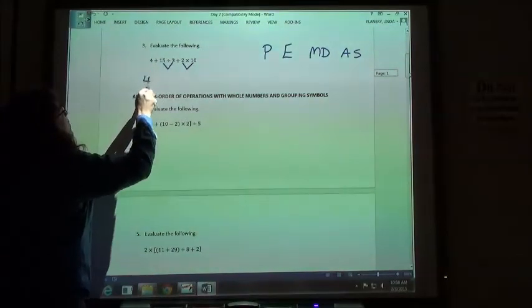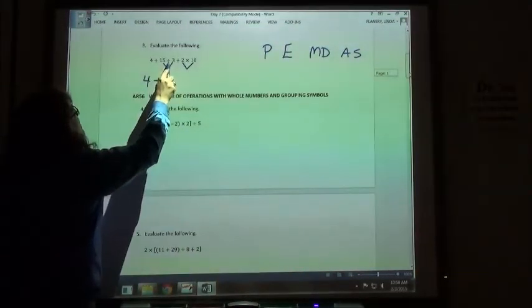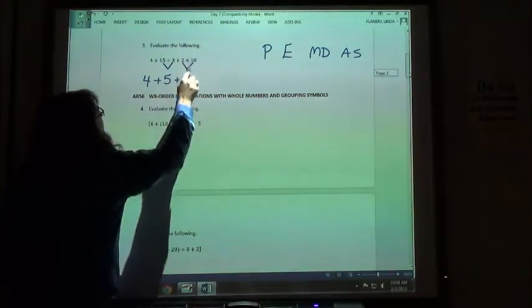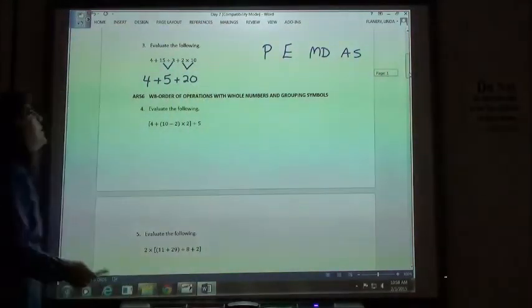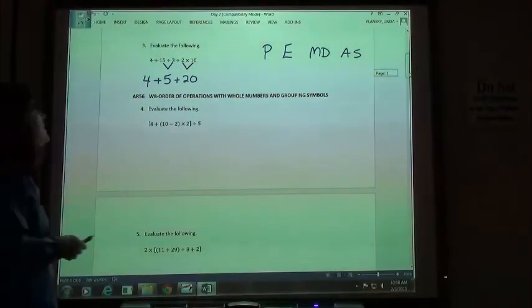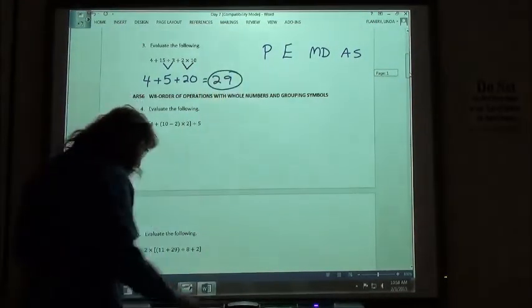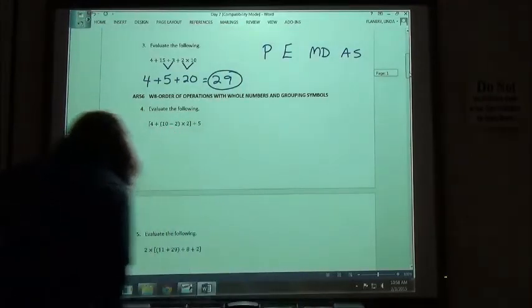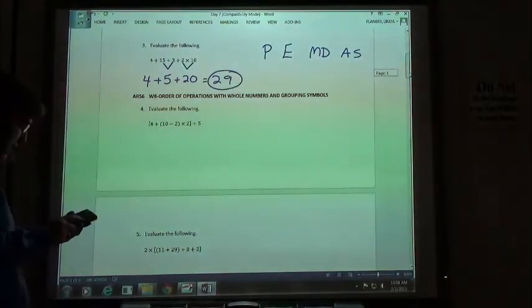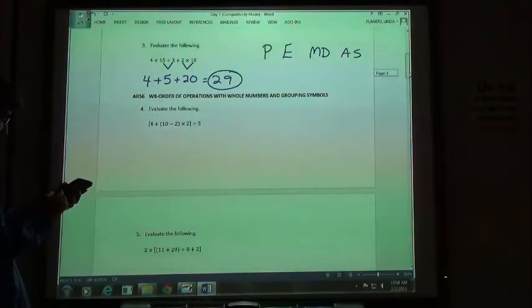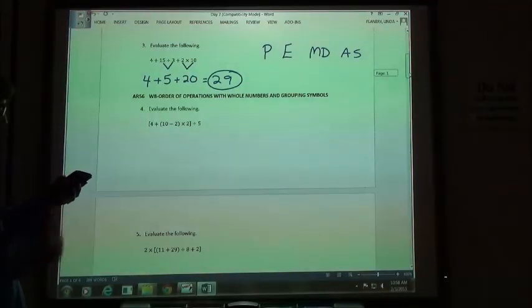So 4 plus 15 divided by 3 is 5, plus 2 times 10 is 20. So 4 plus 5 is 9, 9 plus 20 should give me 29 if I follow my order of operations. So again, if I check that, 4 plus 15 divided by 3 plus 2 times 10, I get 29.